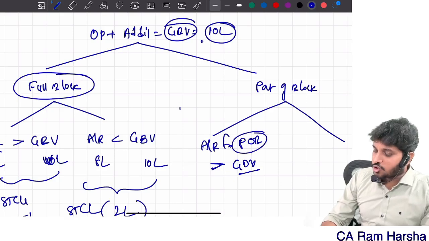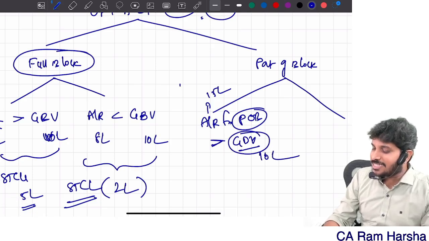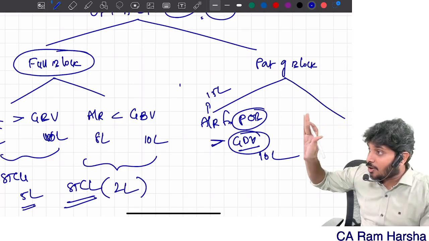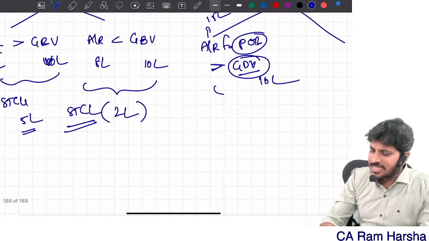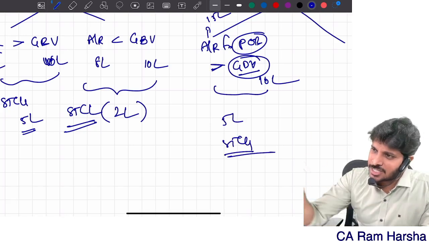Part of a block I sold, sir, but how much amount is received? 15. Block value itself is 10, but you received how much? 15, but not for the full block, only for part. That excess straight away is treated as what? Short term capital gain. Simple.